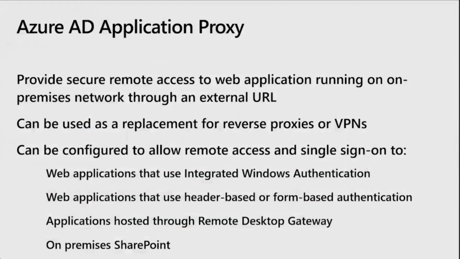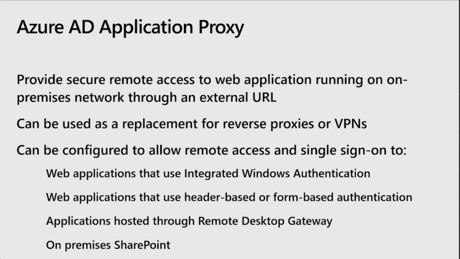So the next technology I want to talk about is Azure Active Directory Application Proxy. The idea of this technology is it allows you to provide secure remote access to web applications running on an on-premises network through an external URL. That is, clients on the internet use an external URL. They authenticate using their on-prem Active Directory credentials, which are replicated up through Azure AD Connect to Azure. This can be used as a replacement for reverse proxies or VPNs.